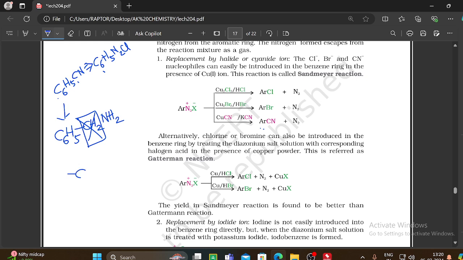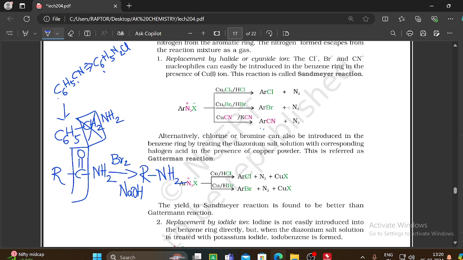So in Hoffmann bromamide, the reactant is RCONH2. When I am adding Br2 and NaOH, this CO will be cleared out, then I will get RNH2. Right? Now one carbon is reduced. From this only, if it is C6H5NH2, I can add nitrous acid, HNO2. Then I will get C6H5N2Cl. The expected product you will get, right? So aniline is the product. From that conversion I know that.